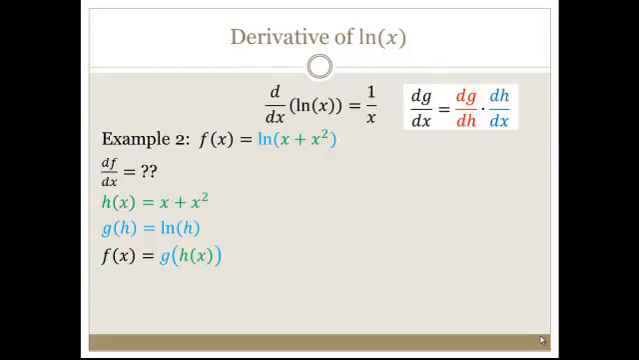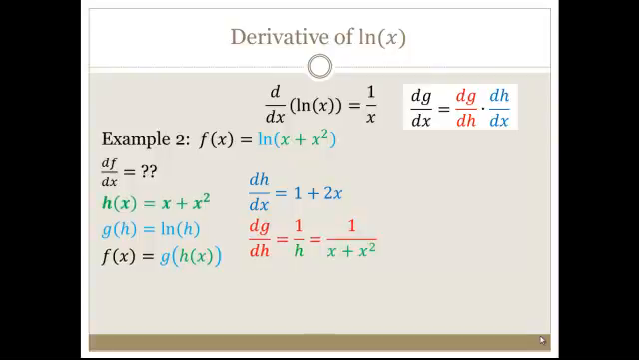Now, to compute the derivative of f, we need to use the chain rule in finding the derivative of our inside function and the derivative of our outside function. We can find the derivative of our inside function h using the power rule to get dh dx is 1 plus 2x. And using what we just learned, the derivative of our function ln of h is 1 over h, which we can rewrite as 1 over x plus x squared, since h equals x plus x squared.